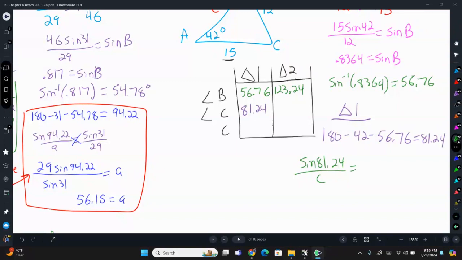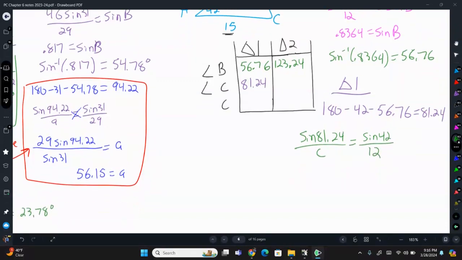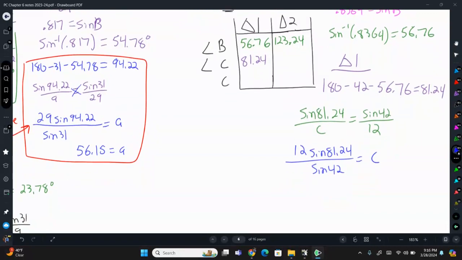All right, so now we can find side C by doing the sine of 81.24 over C is equal to the sine of 42 degrees over 12. Then we're going to cross multiply and divide. So 12 times the sine of 81.24 divided by the sine of 42 is equal to side C. If we type that in the calculator, we get C is equal to 17.72. So that was triangle 1.